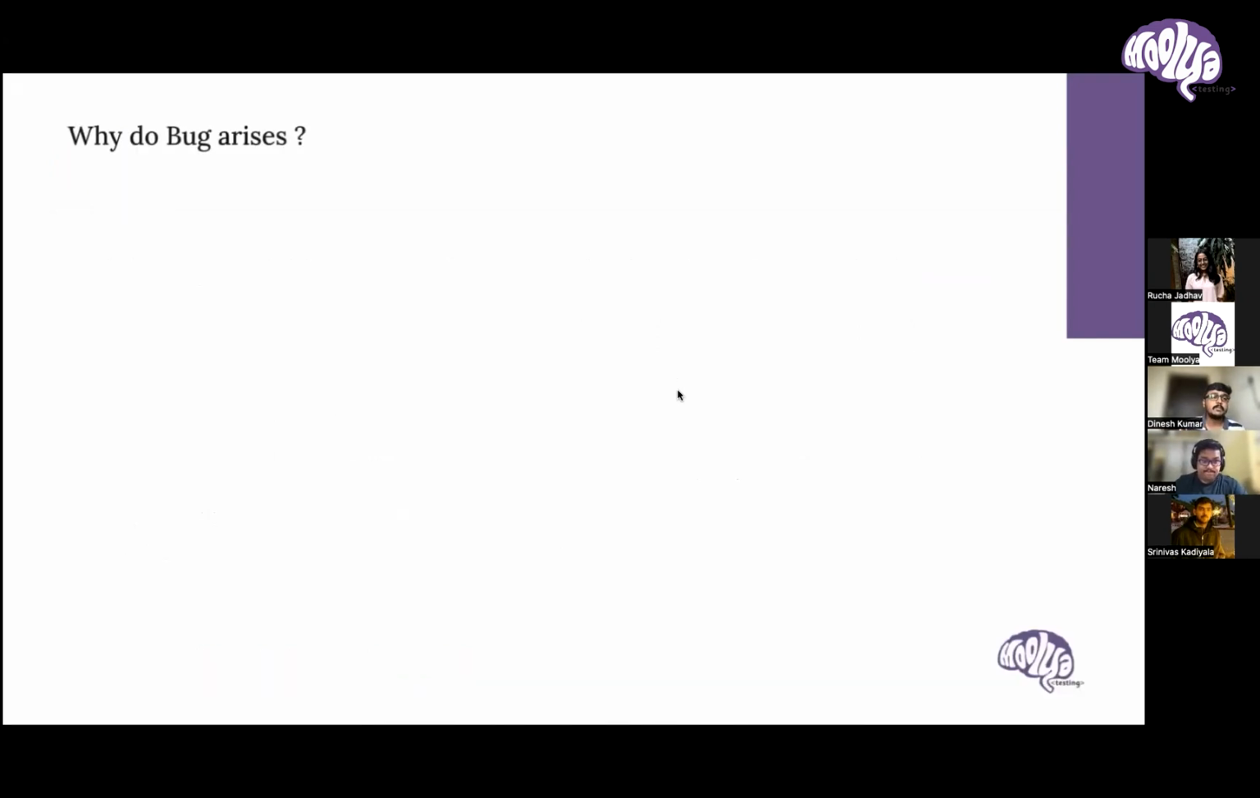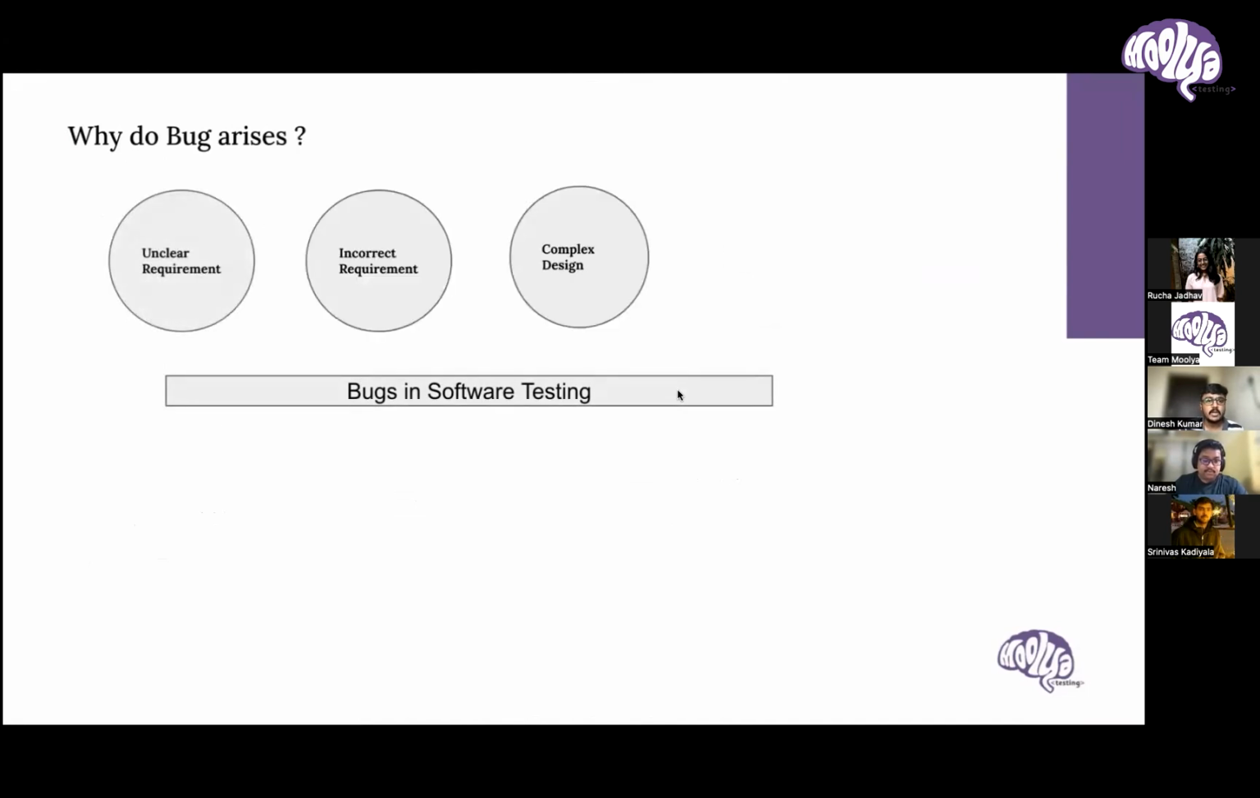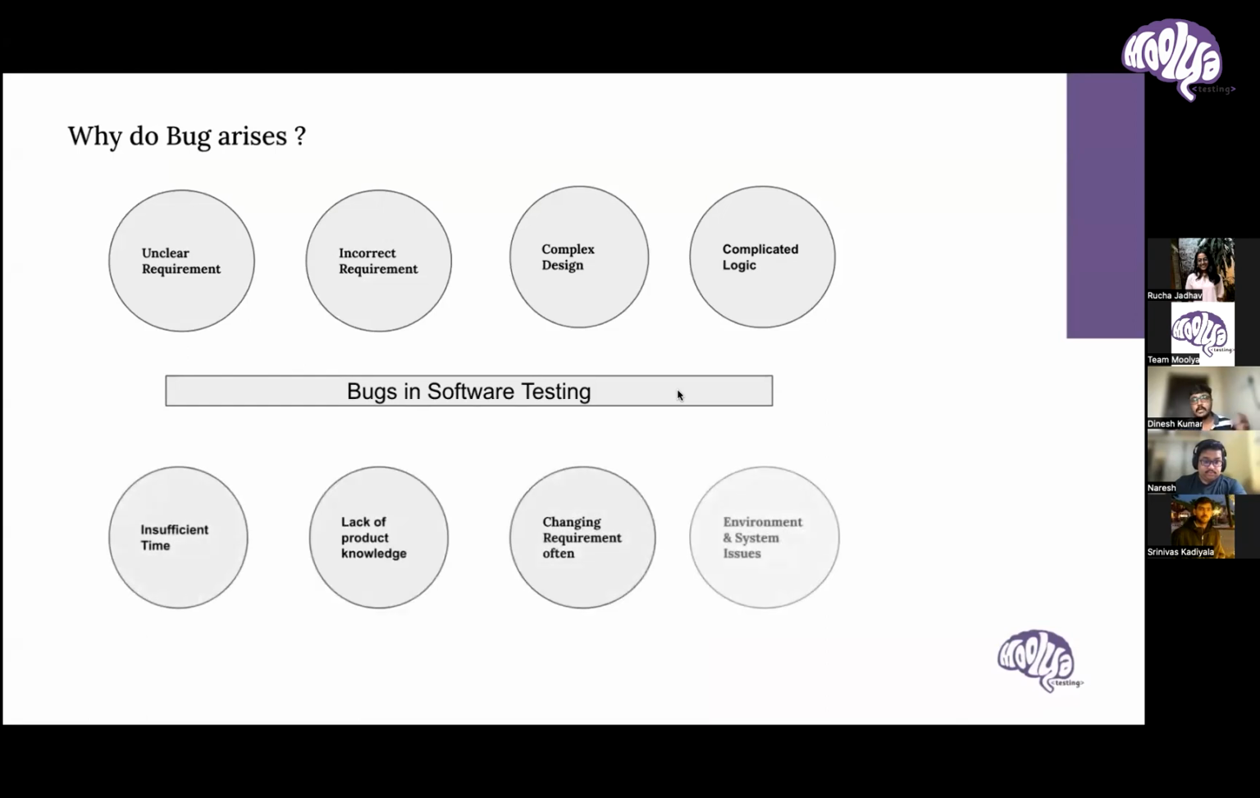So when bugs are introduced, why do they arise? In the development phase, mostly it's unclear requirements given to the developers, or incorrect requirements, or complex design, or complicated logic. These could be the reasons for the introduction of defects in the development life cycle.